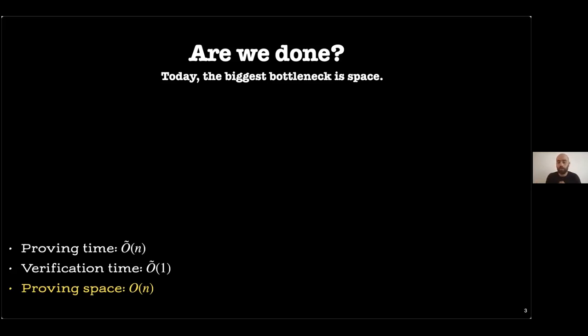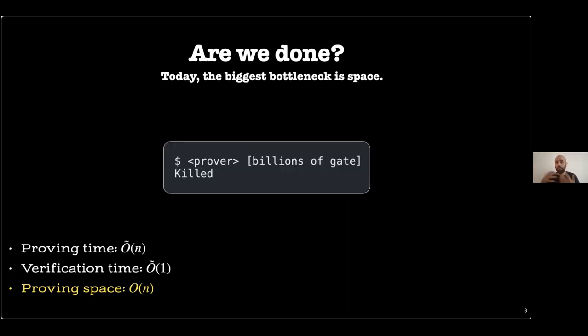However, the proving space is still linear, and this linear factor is actually very large. In fact, if we were to try today to prove circuits with billions of gates on modern provers that have been implemented, for the most part, they would start crashing at around billions of gates. And so there is really no way today to run a prover for large circuits. That means that for me, at least, one of the biggest constraints today is not anymore proving time or verification time. We've been working on that for a long time. It's really the space, the problem.